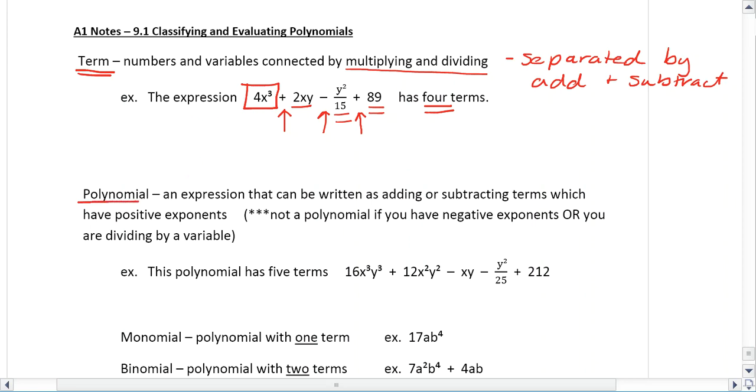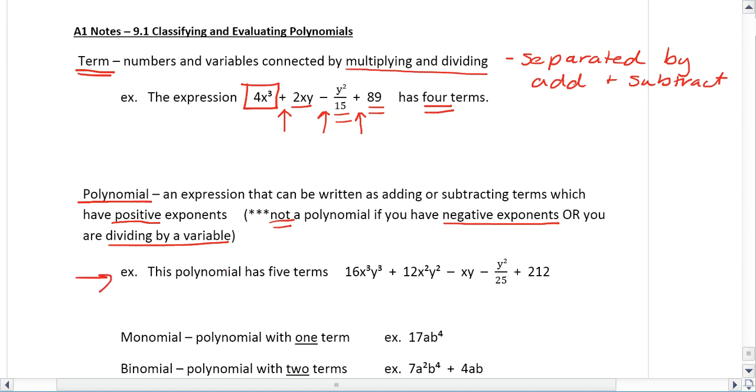The word polynomial is a very general word. It's used to say that it's an expression that can be written as adding and subtracting a bunch of terms which have positive exponents. So there's a few things that we'd have to say are not polynomials. And you'll be asked this in your assignment. Something is not a polynomial if it has negative exponents, or if you have a variable in the denominator, if you're dividing by a variable, because by definition that would be a negative exponent that got flipped down. So we'll look at some more examples of that in a moment.